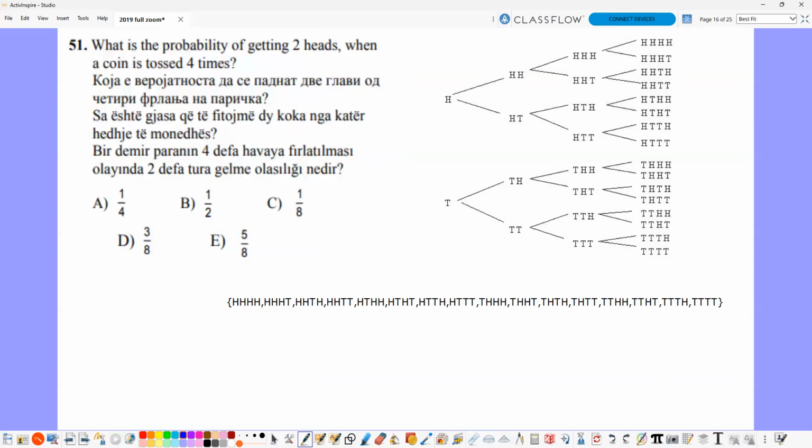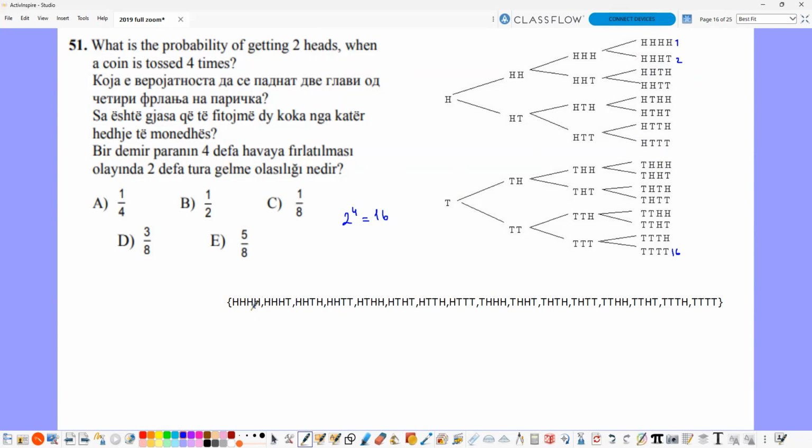The next question is related to probability. When 4 coins are tossed here, how many possible cases we may get? I have previously prepared this one. If you toss 4 coins, 2 to the power of 4 possible cases you have, which is equal to 16. As you see here, we have 1, 2 till 16 possible cases. So in these 16 possible cases, how many have 2 heads?